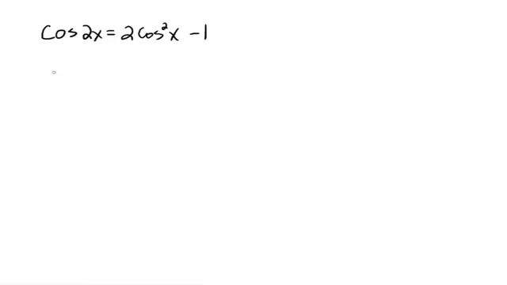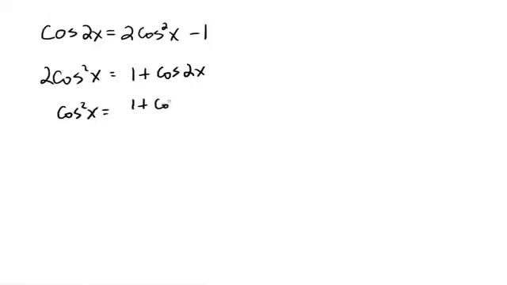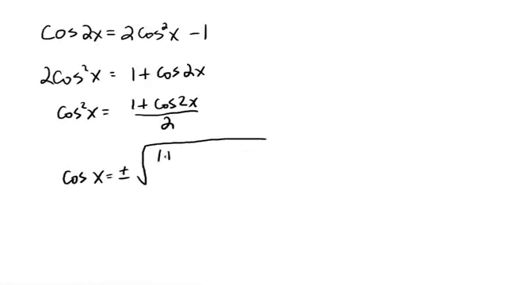Let's derive the second one. Again, cosine 2x is equal to 2 cosine squared x minus 1. Remember, that was the other identity that cosine 2x could be equal to. This time we're going to isolate cosine. So we have 2 cosine squared x equals 1 plus cosine 2x. So then cosine squared x equals 1 plus cosine 2x all over 2. And therefore the cosine of x equals, again, we take the square root of both sides, and you get plus or minus the square root of 1 plus cosine 2x over 2.